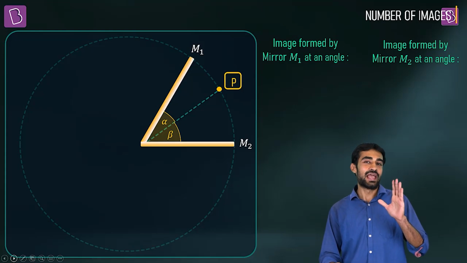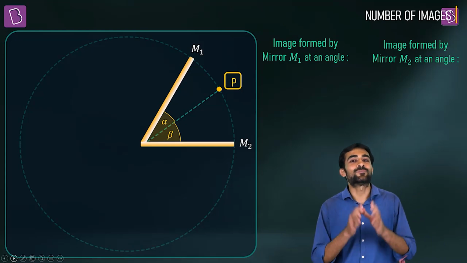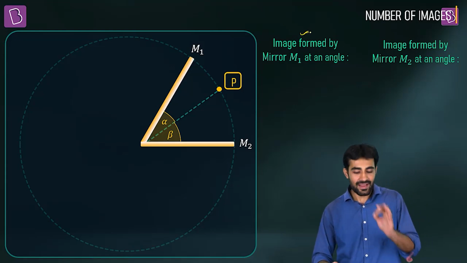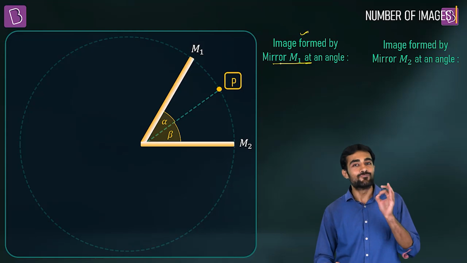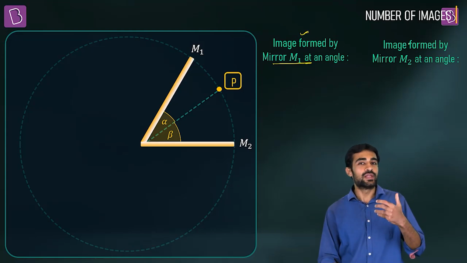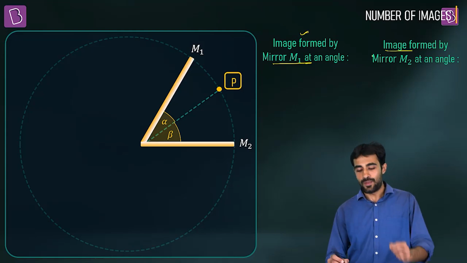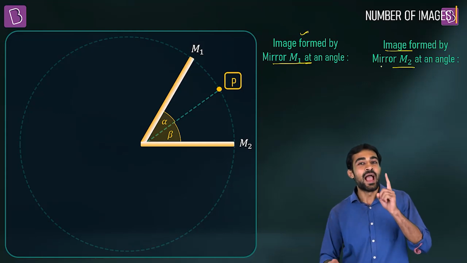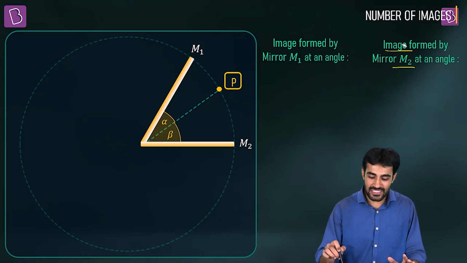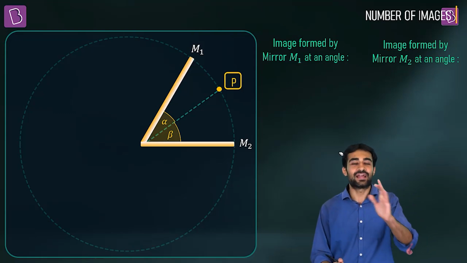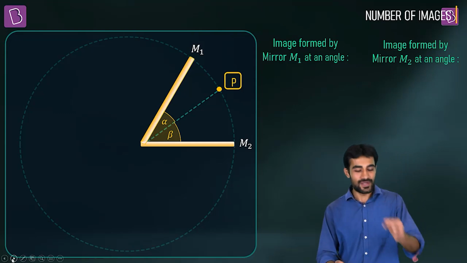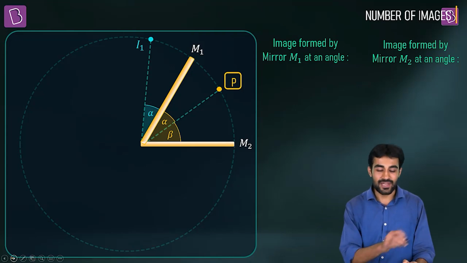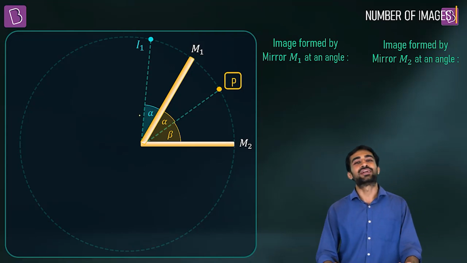Now I will show you an awesome table. One column deals with the image angle made from mirror M1 and another column deals with the image angle made from mirror M2. So here we will write the image angles. Now let's quickly form the first image from mirror M1 itself. This is mirror M1 and we can see this is our first image. What is the angle made from mirror M1? It is equal to alpha itself.